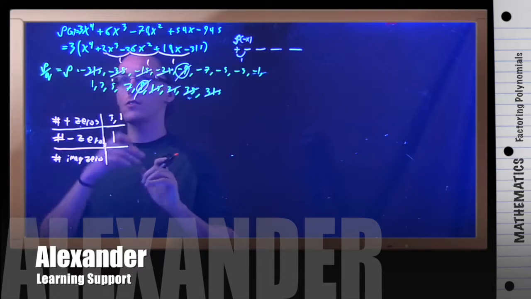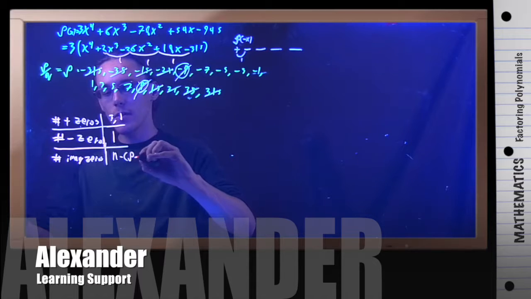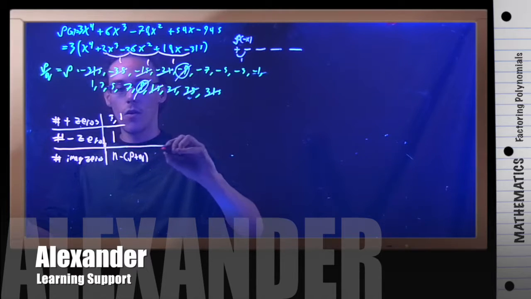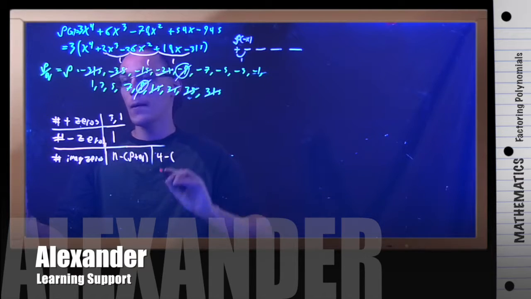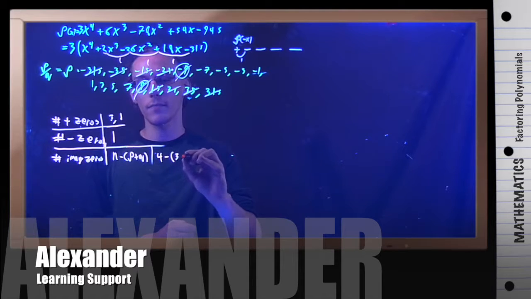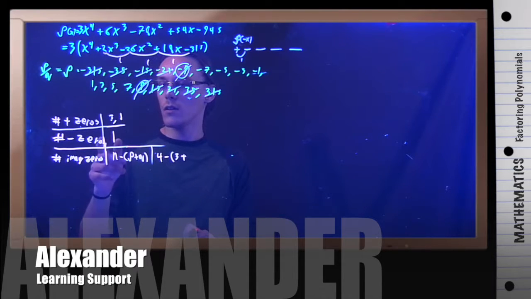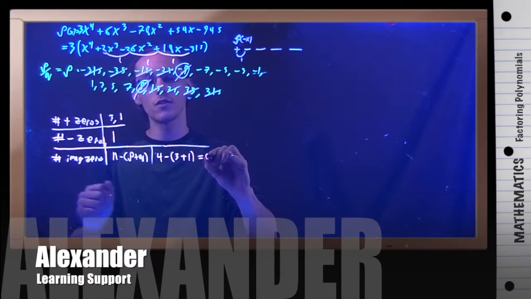And the way that works is it's the degree of my polynomial n. I'll write the formula. It's n minus (p plus q), where n is the degree of my polynomial, so 4. P is the maximum number of positive zeros I have, which is 3. And q is the maximum number of negative zeros I have, which was 1. And so I wind up with 4 minus 3 plus 1, which is 4 minus 4, which is 0.